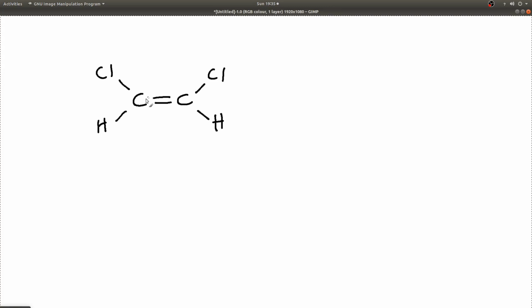Now, if we were going to name this molecule, remember we name it for the longest carbon chain here, which is clearly just 2 carbons long. The double bond makes it an alkene. So 2 carbons and alkene, that's going to be ethene. But then we've got these 2 chlorine groups. We've got 1 chlorine on the first carbon, 1 chlorine on the second carbon. So this would be 1,2-dichloroethene.